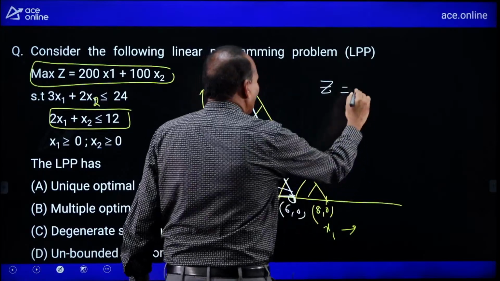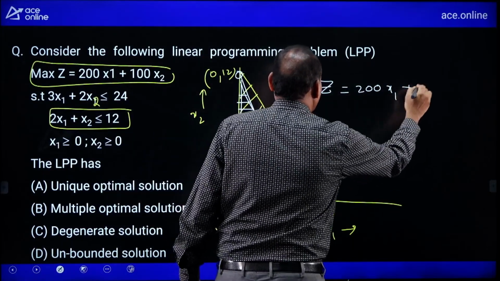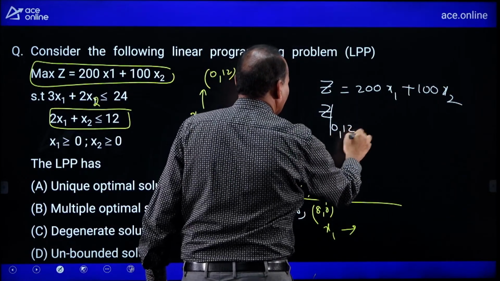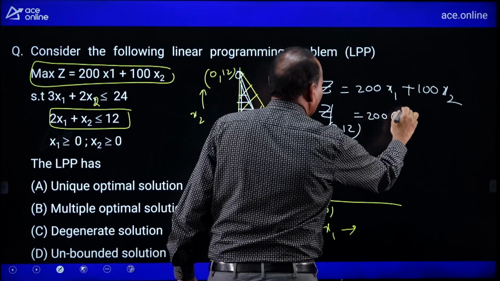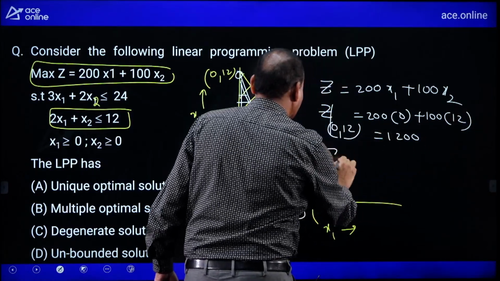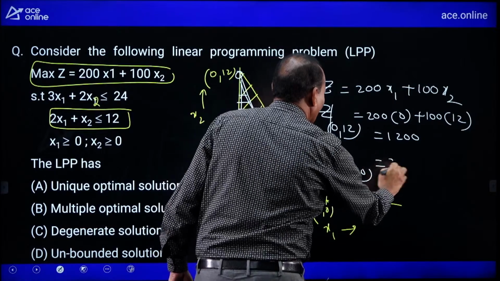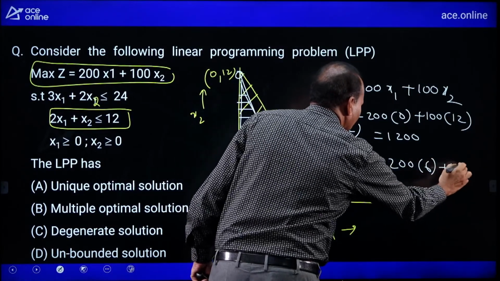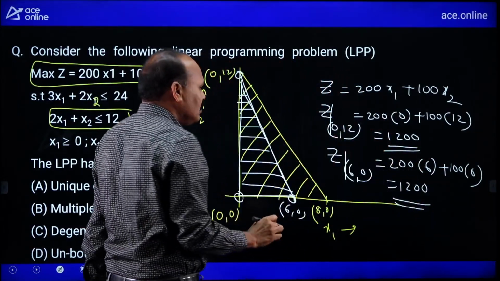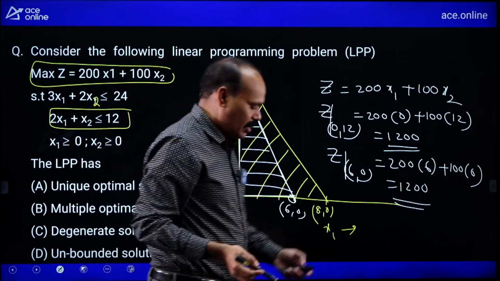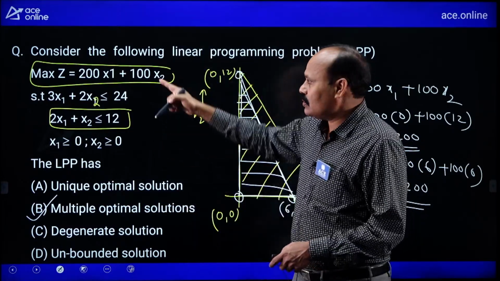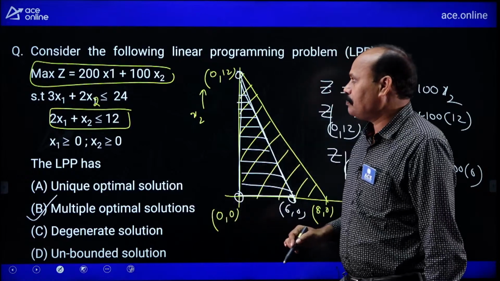Z is equal to 200 times x1 plus 100 into x2. So z at 0 comma 12: 200 into 0 plus 100 into 12 is equal to 1200. Z at 6 comma 0: 200 into 6 plus 100 into 0 is 1200. So there are 2 points with the same objective value, then we can say it is multiple optimal. The problem has multiple optimal solutions. Without this also we can confirm the answer, because there is a parallel constraint. Based upon that also we can decide.